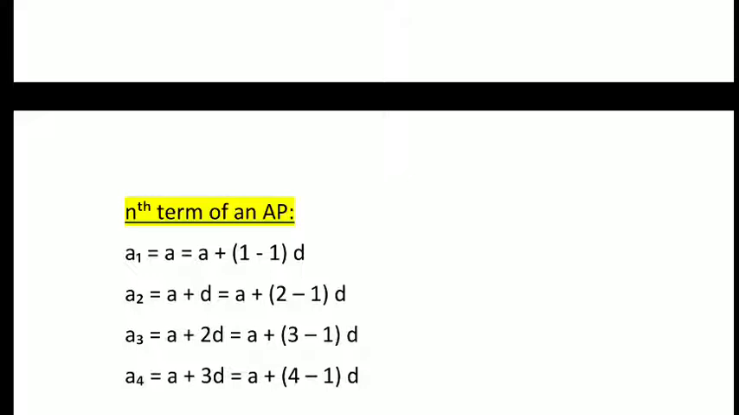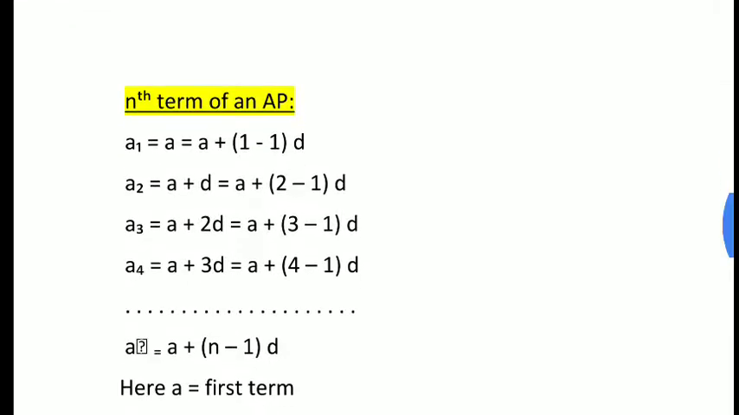So let us look at the terms and try to find the common pattern of each term of the arithmetic progression. If you want the first term, we can write it in a different pattern. How? A can be expressed as a plus 1 minus 1 into d. Easily you can see how it matches: a is equal to a plus 1 minus 1 into d, because 1 minus 1 is 0, 0 into d is 0, and simply we get a only, no?